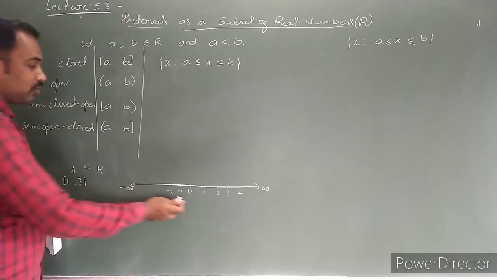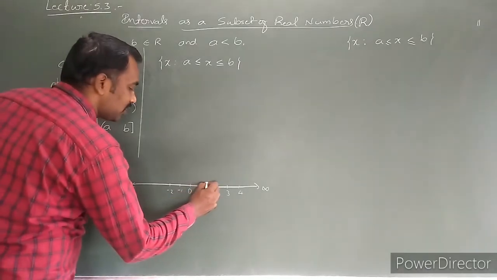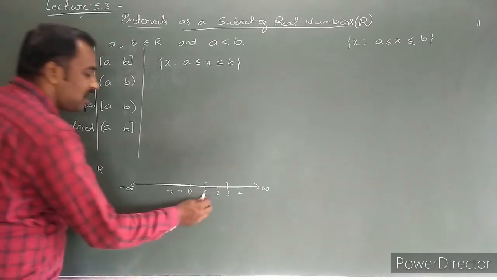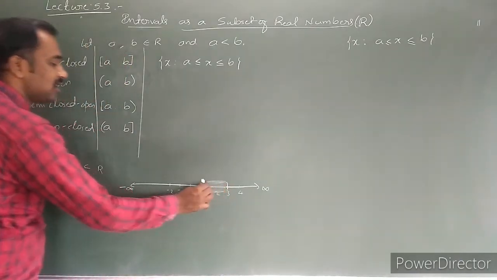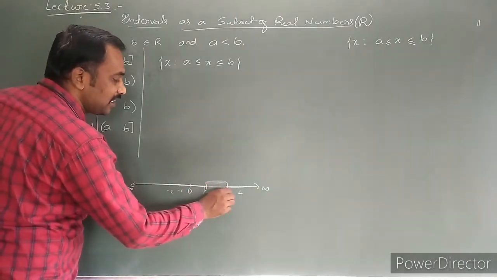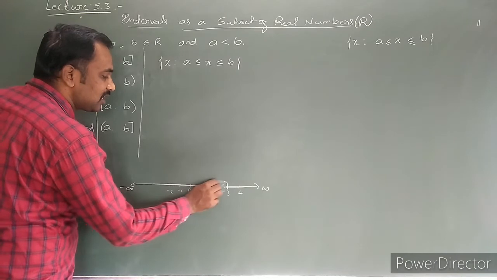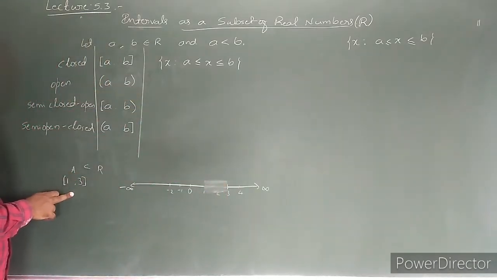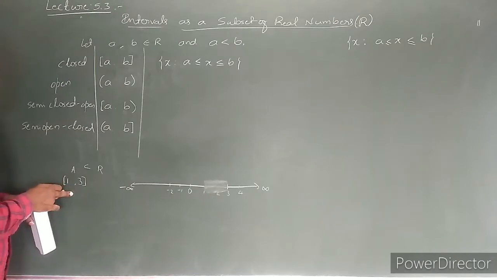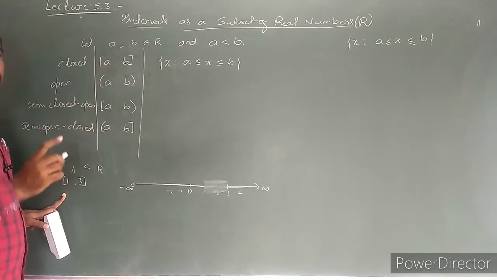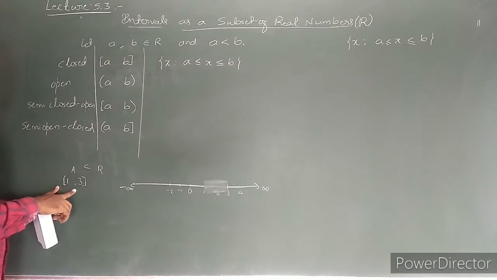Yes, 1 comma 3, 1 to 3. Whatever real numbers are there from 1 to 3, all those real numbers belong to this interval, including the 1 and including the 3. In between 1 and 3, whatever real numbers are there, all of them are present here. That means how many numbers are there? Here, an infinite number of real numbers are there, because an interval always contains an infinite number of elements in it.